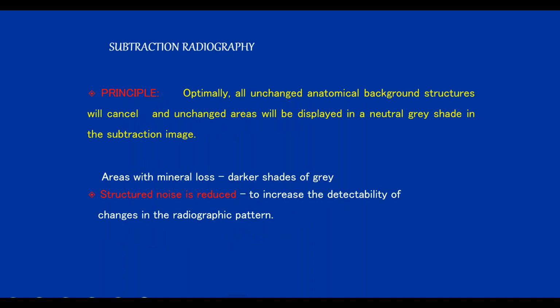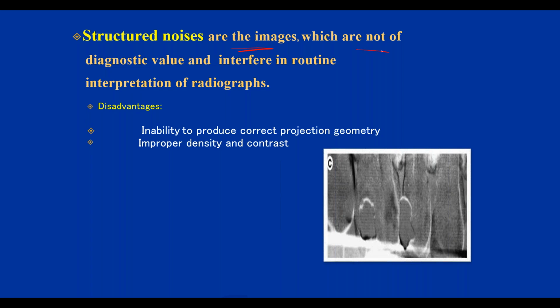Then subtraction radiography. It is actually based on the principle that your unchanged anatomical background can be cancelled, which is also known as structured noise being reduced. What do you mean by this structured noise is reduced? That means to increase the detectability of the changes in the radiograph, the structures which are of less importance are cancelled. These are the images which are not of diagnostic value and they interfere in the interpretation of the radiograph, so they are subtracted. Disadvantage, there is inability to produce correct projection geometry, improper density and contrast. See, you are not able to actually get a proper image.